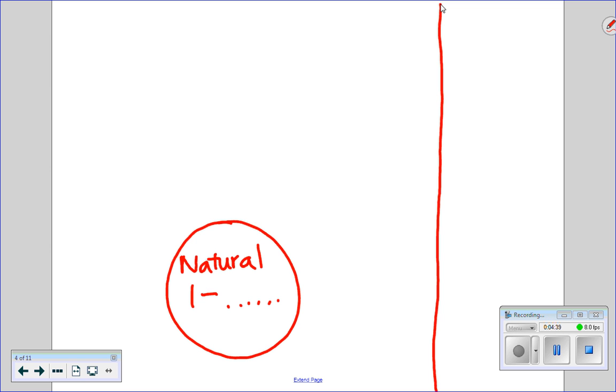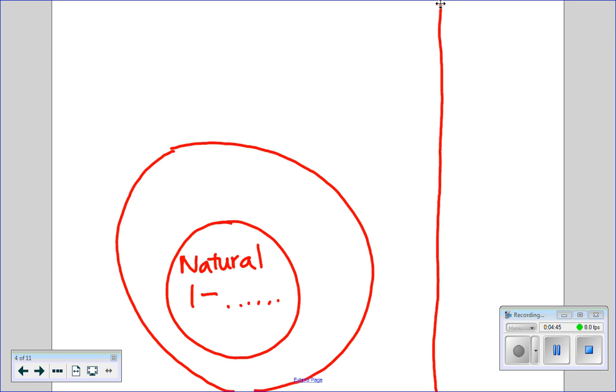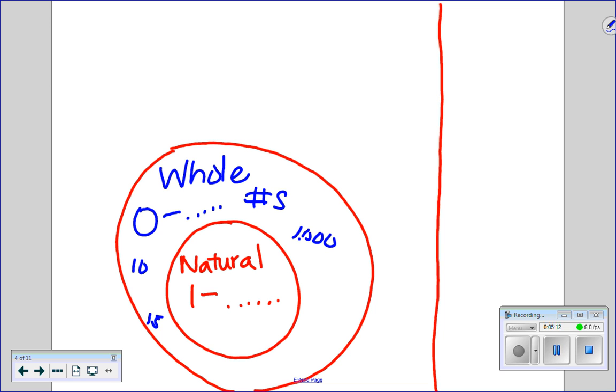Next thing, I'm going to make another circle around it, like this, and I'm going to use a different color. This circle is going to be called whole numbers. This includes 0 through everything else, so like 0 through infinity. The only thing that's different between the whole and the natural is 0. Other examples would be 10, 15, 1,000. So 0 to infinity. But all whole numbers, like 3.5 isn't in any of these yet.